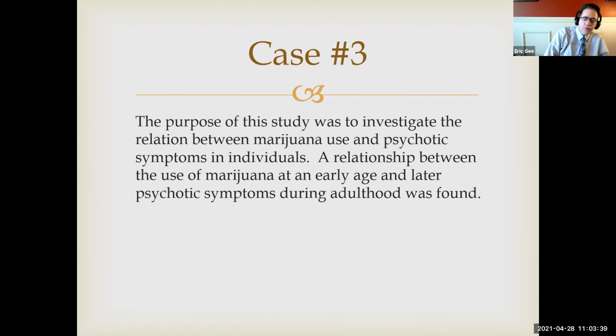The purpose of this study was to investigate the relation between marijuana use and psychotic symptoms in individuals. A relationship between the use of marijuana at an early age and later psychotic symptoms during adulthood was found. All right, so again, which type of study is this one?